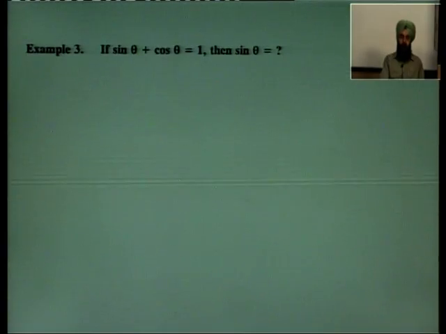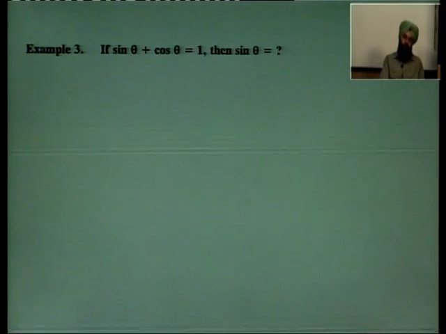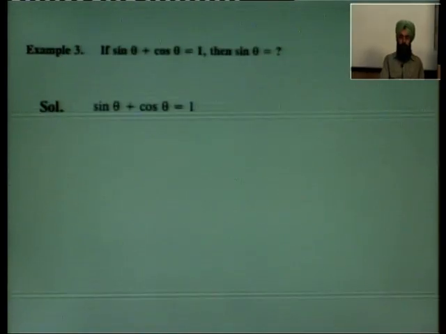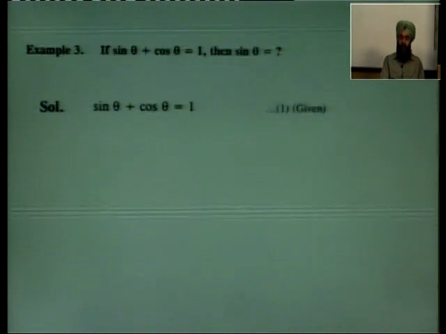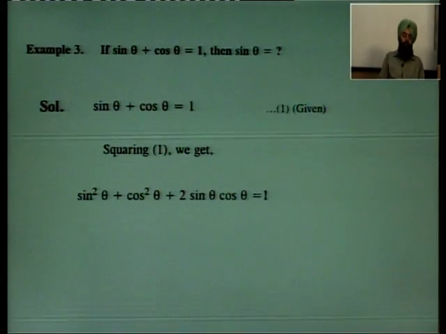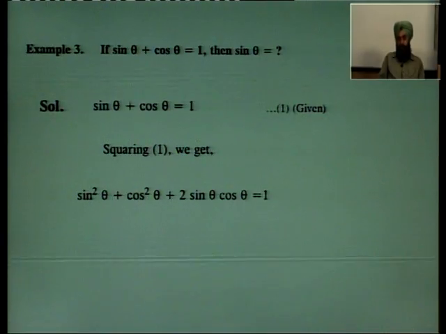Our next example is, if sine theta plus cos theta is equal to 1, then what is sine theta? So, for that we can square both sides. We are given sine theta plus cos theta is equal to 1. On squaring both sides, sine square theta plus cos square theta plus 2 sine theta cos theta is equal to 1, that is by applying (a plus b) whole square.